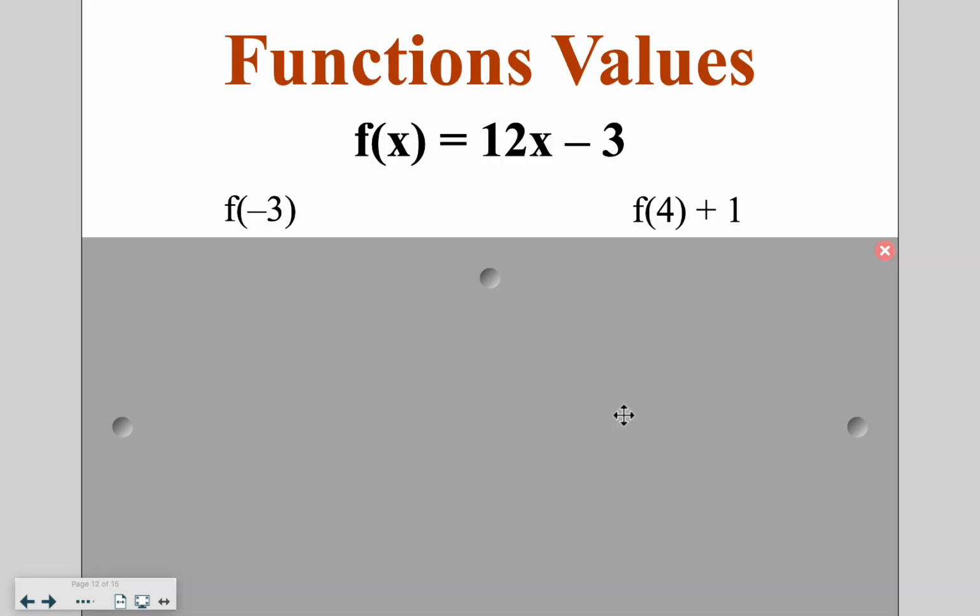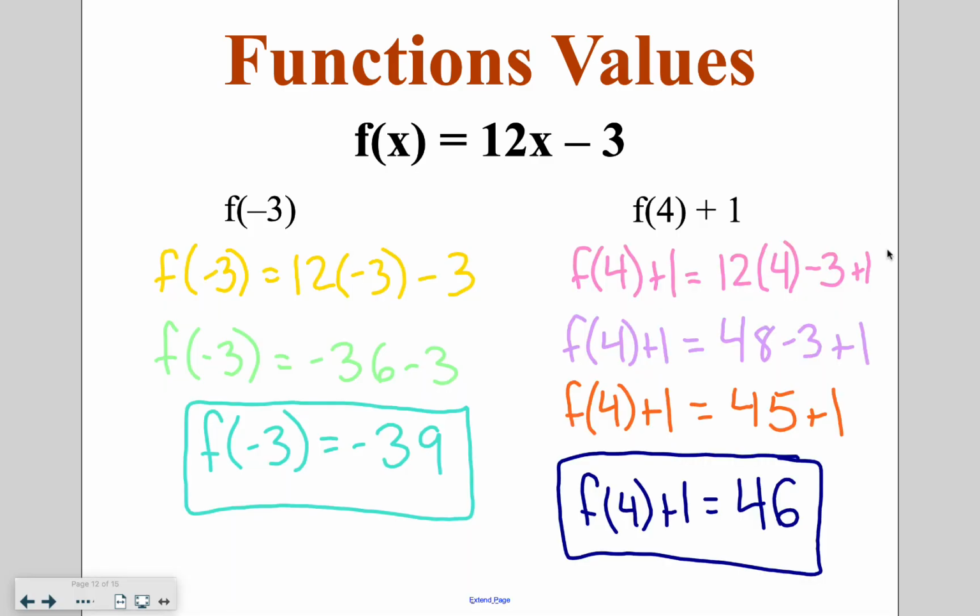Go ahead and try these two on your own. So we plug in negative 3, solve that to get negative 39. Plug in 4, adding 1 at the end, gives us 45 plus 1 for a final total of 46.